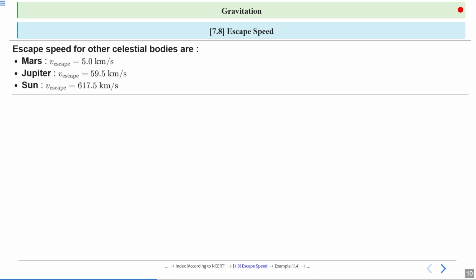Now we will talk about the Sun. The escape speed for the Sun is a staggering 617.5 km per second. The Sun's immense mass results in a very strong gravitational pull, requiring a significantly higher speed to escape its influence.